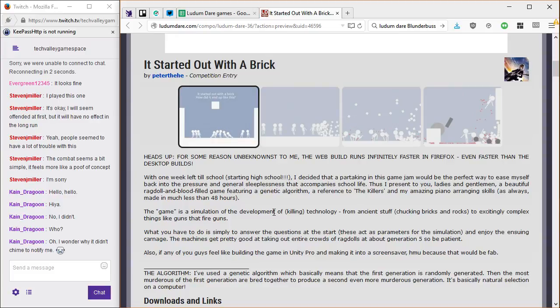What you have to do is simply to answer the question at the start. These act as parameters for the simulation, and enjoy the ensuing carnage. The machine gets pretty good at taking out entire crowds of ragdolls at about generation 5, so be patient. Also, if any of you guys feel like building a game in Unity Pro and making it into a screensaver, HMU, because that would be fab.